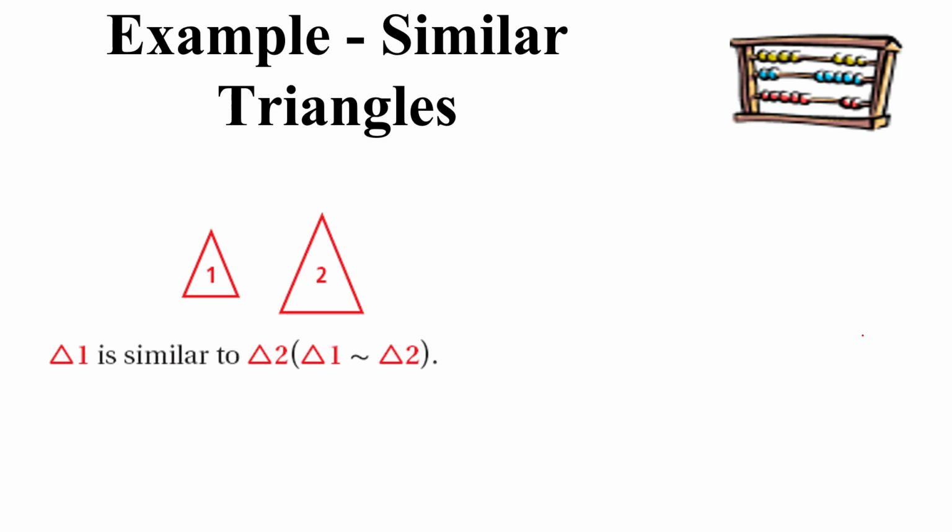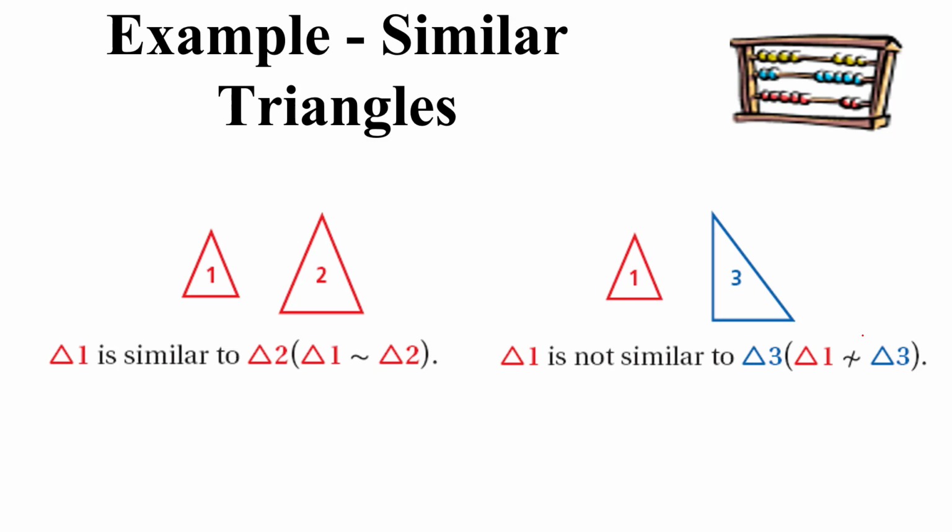An example. Triangle 1 is similar to triangle 2. Are they the same size? No. Triangle 1 is smaller than triangle 2. But they are similar. Notice that triangle 1 on the right is not similar to triangle 3. While it's true that they are both triangles, they are not the same shape triangle. One is an isosceles triangle and the other is a right triangle. And so we have to pay attention to make sure that they are identical in shape and then either scaled down or scaled up based on the scale factor.